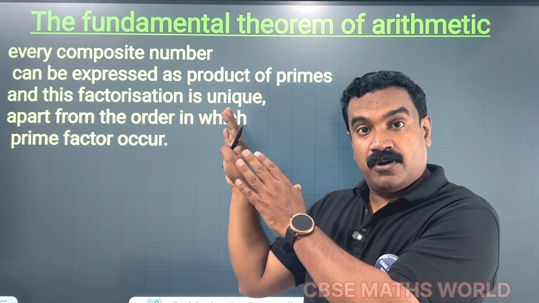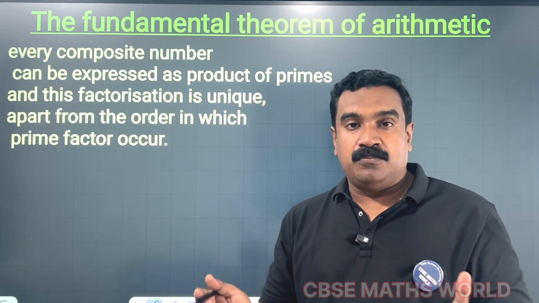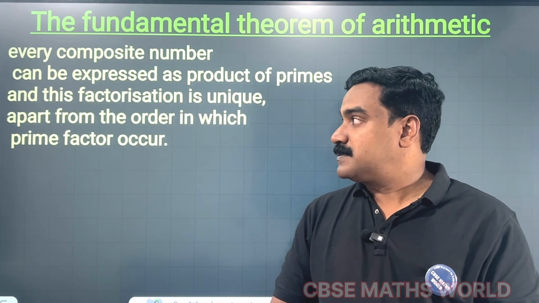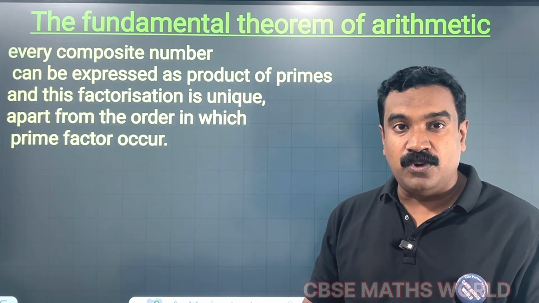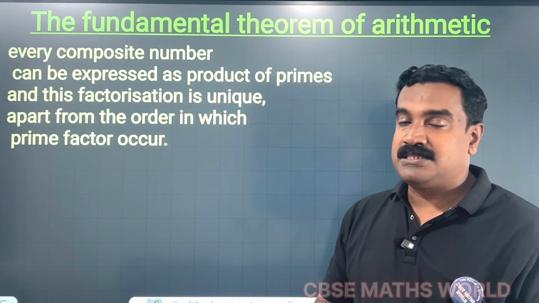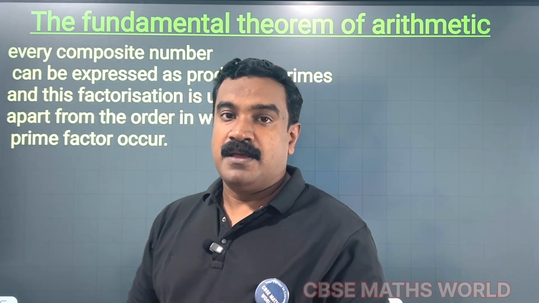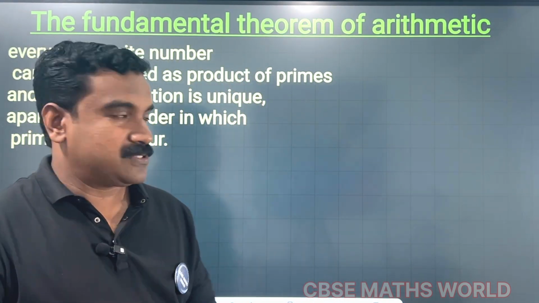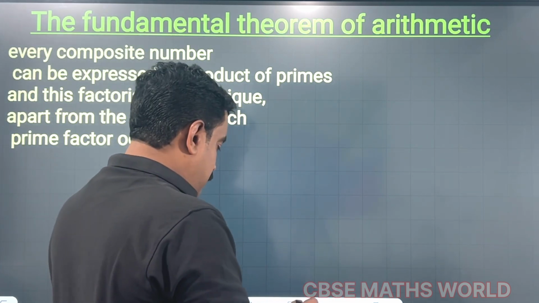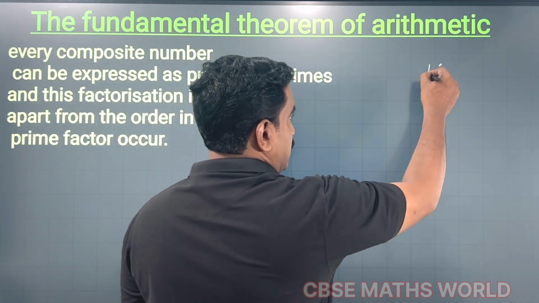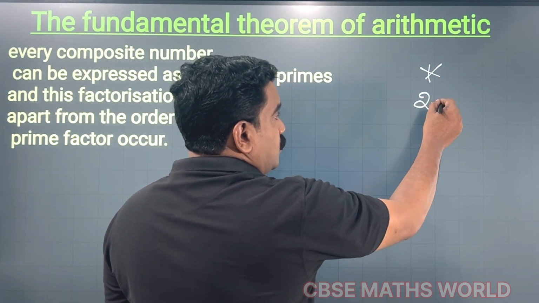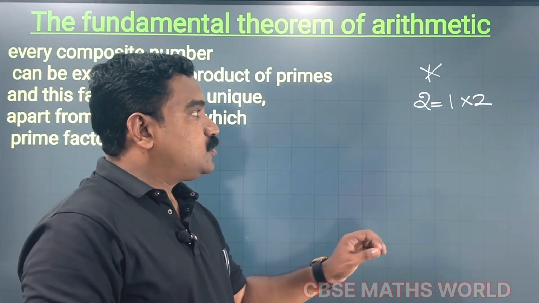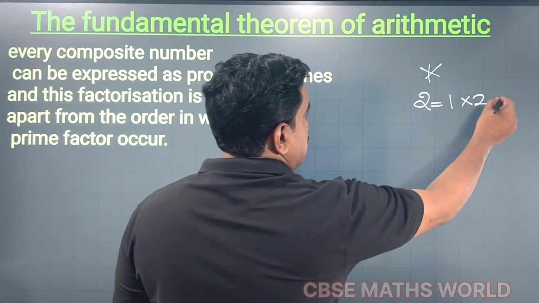You need to study according to how I am writing here. Take any composite number, you can express it as a product of primes, and this factorization is unique apart from the order in which the prime factors occur. I will explain what this is. We can divide numbers into prime and composite numbers. Example, 1 is not a prime number and not a composite number, so no need to consider 1. Consider 2. The only possible way to express 2 is as 1 into 2. So 2 is a prime number.